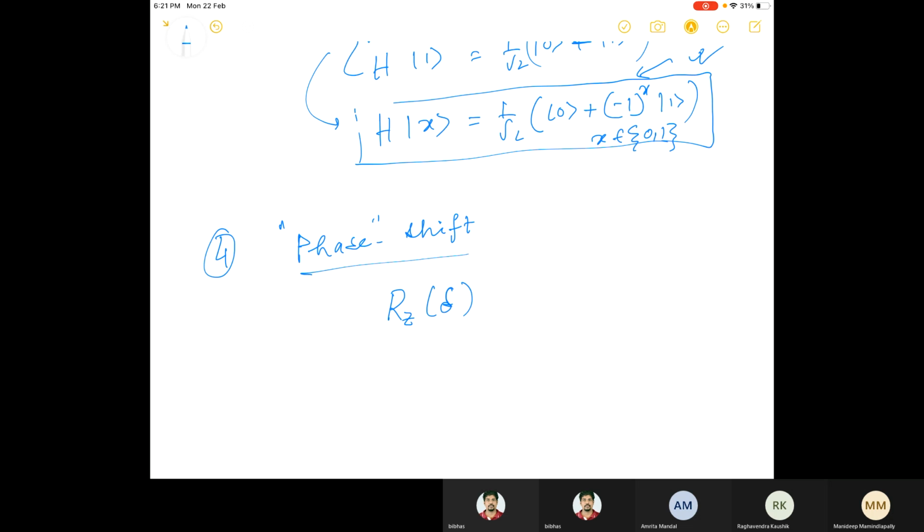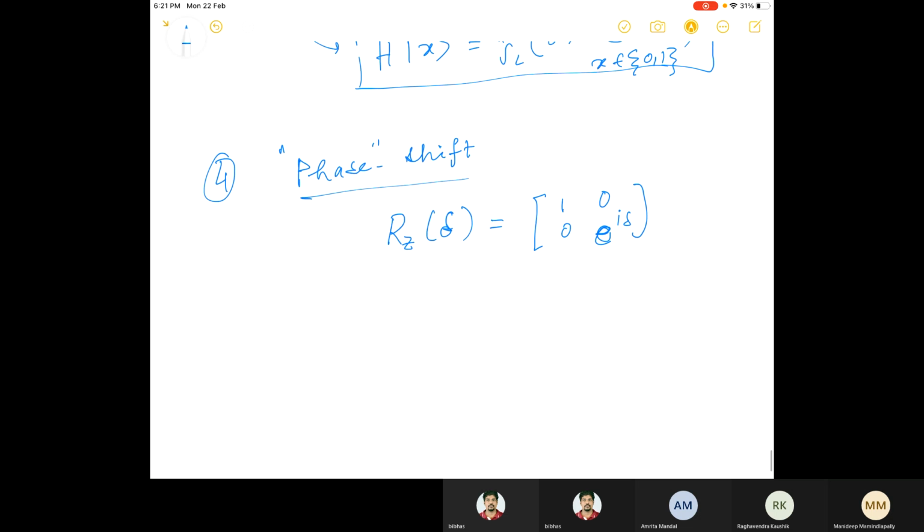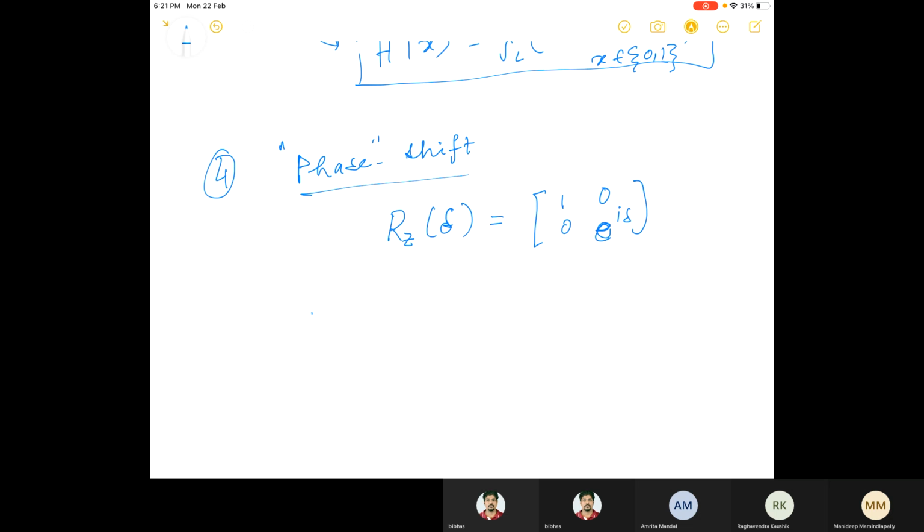There's a parameter delta, which is real. And I'm defining this gate as the unitary matrix 1, 0, 0, e to the power i delta. Of course, this is a unitary matrix. But what happens to this? If we apply this on 0, I'll get 0. And if I apply this on 1, I'll get e to the power i delta times 1. Now, since a global phase doesn't have physical meaning, I can always say 0 goes to 0, and 1 goes to 1. So the computational basis goes to computational basis.